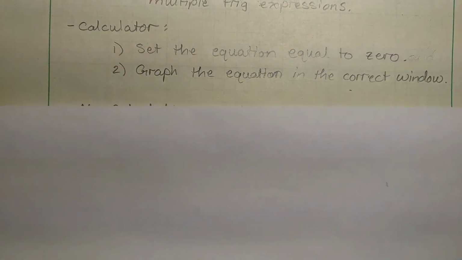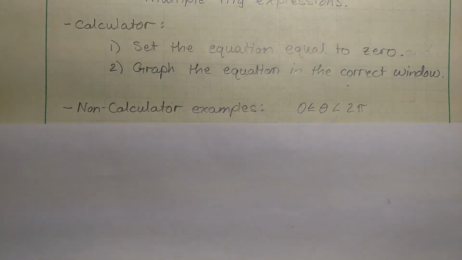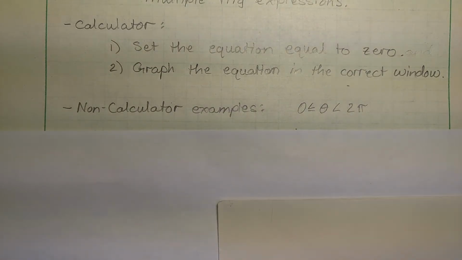All right, so first we're going to look at non-calculator examples, and we want the answers where theta is between 0, it can be 0, notice theta is greater than or equal to 0, and less than 2 pi. So if the theta of 0 works, then the theta of 2 pi would also work, but we're not going to include 2 pi because we already included 0. All right, so let's look at our first example.